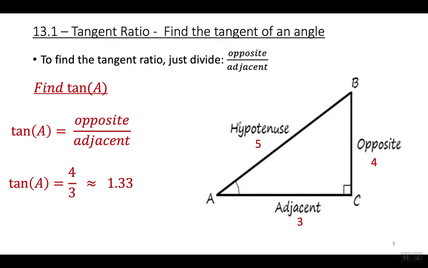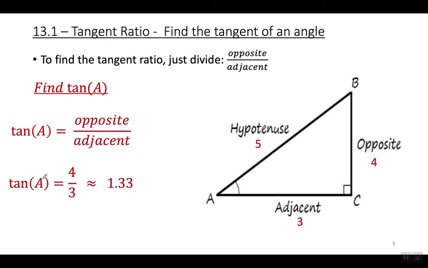All right, so if I want to find the tangent of angle A, to find the tangent of an angle, you just divide the opposite side by the adjacent side. That's it. That's all that you do. So in this example, again, I said we're looking at it from the point of view of angle A. I'm going to divide the opposite side, which in this case measures 4, by the adjacent side, which in this case measures 3. So the tangent of angle A, that's how you read this.